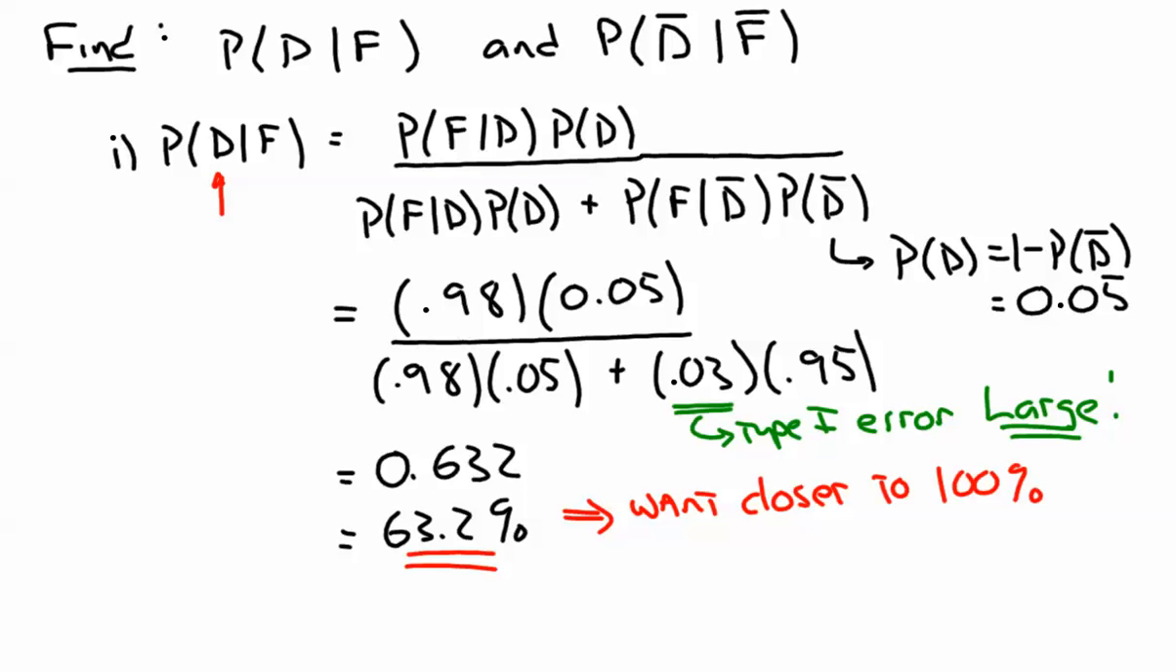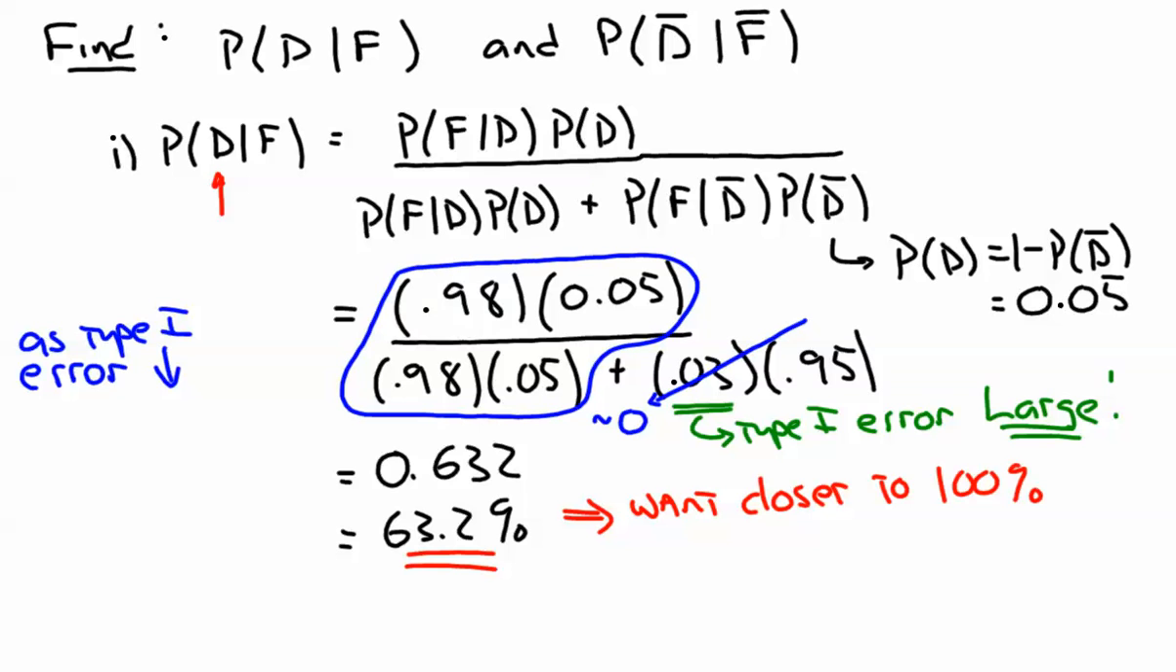Why is that? Well, notice as the type 1 error gets smaller and smaller, that portion will go towards 0, and this ratio here that's left over will approach 1. All right? Ideally, I want my parts to fail if I do the test and they're defective.